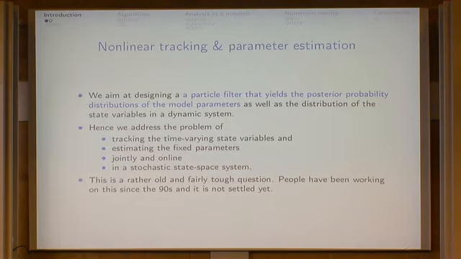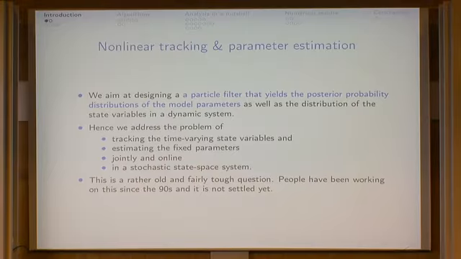So, as I said just 2 minutes ago, we're trying to build a particle filter that yields a posterior probability distribution of the model parameters for some dynamic system. So we know that particle filters are very good at tracking dynamic variables for such systems, but we also know that if there are any parameters that we don't know, then we are usually in trouble to handle them.